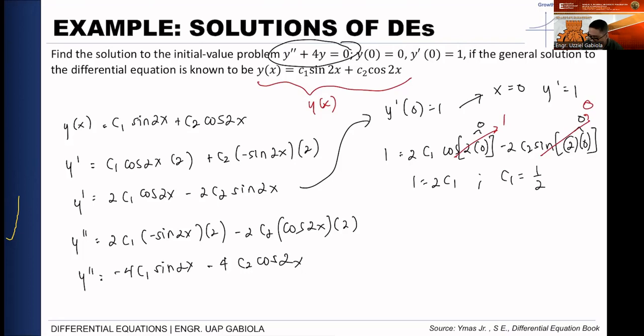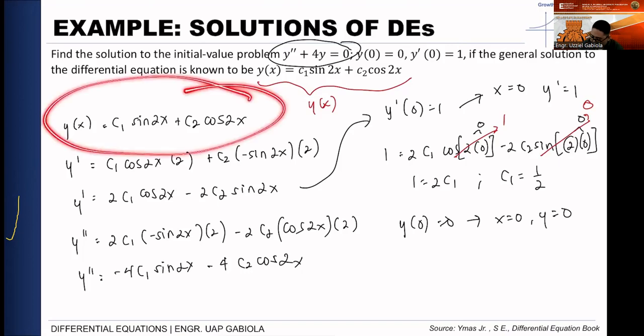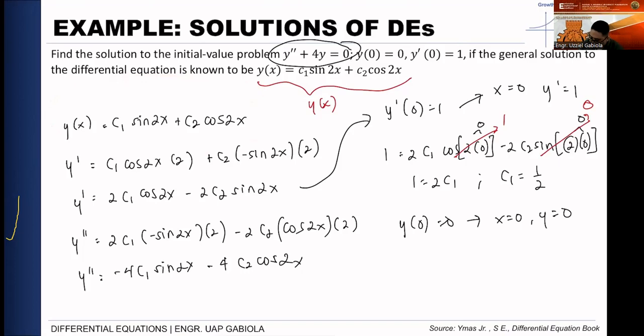Okay? Next, yung second condition natin, kapag y is equals to 0 kapag ang x ay 0. Ibig sabihin niya, kapag ang x ay equals to 0, y is equals to 0. So sa original equation tayo. So 0 is equals to C1 sine 2 times 0 plus C2 cosine 2 times 0. So this will be 0 na. Then this will be equals to 1. So C2 natin is equals to 0.